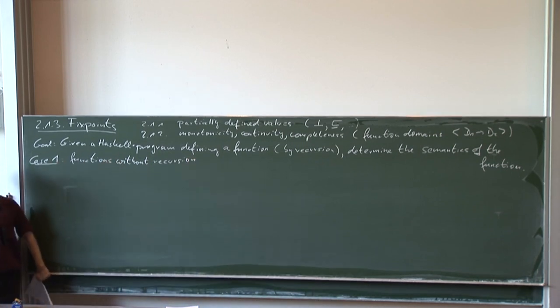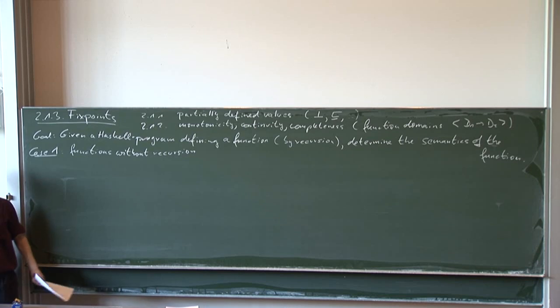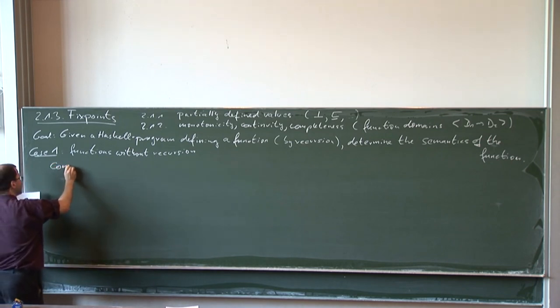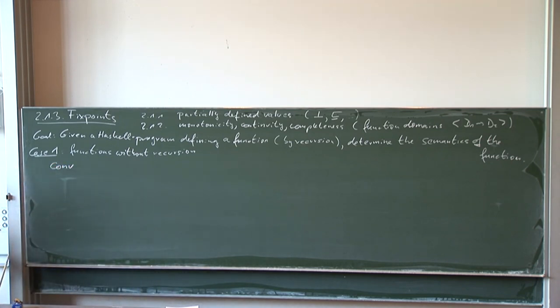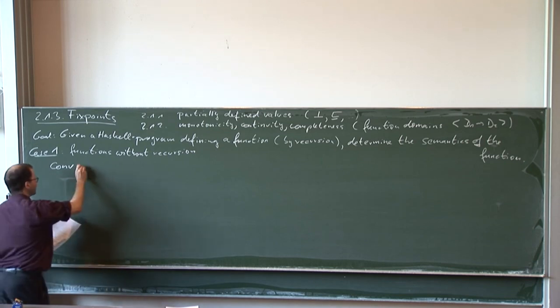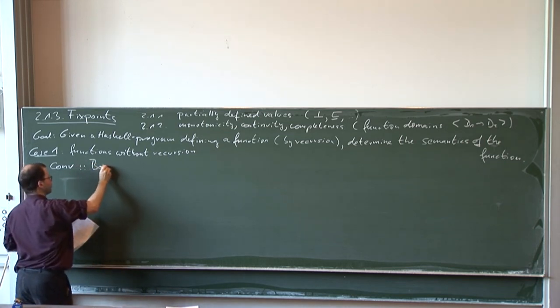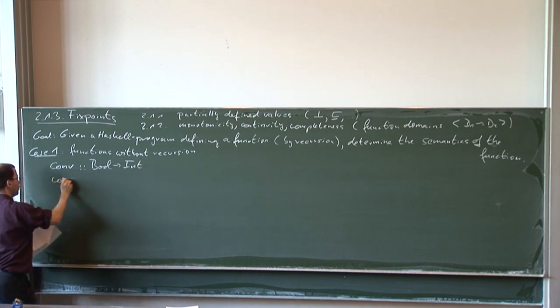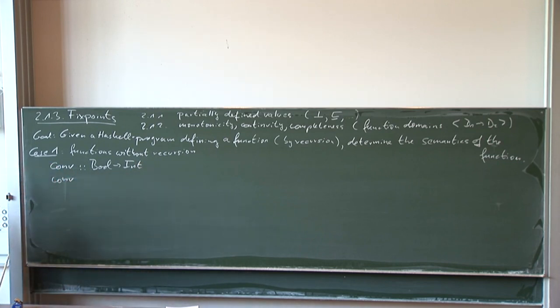So I write down a Haskell program without recursion, very easy one, and then we think about the semantics, and that will be very straightforward. So let's take a Haskell program which converts booleans to integers. So it's a Haskell program from bool to int, and it works like this. True is converted to 1, false is converted to 0.